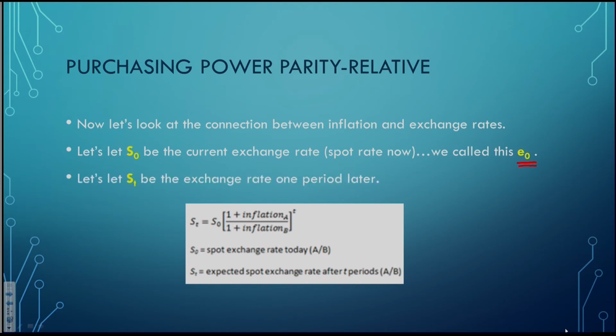And let's let S sub t be the exchange rate 1 period later. All right? So, S sub t, S sub 0. So again, S sub 0 is the exchange rate now, the spot rate now. We're going to call it E0. And S sub t is going to be 1 period later. All right, so we're going to clean this up just a little bit.